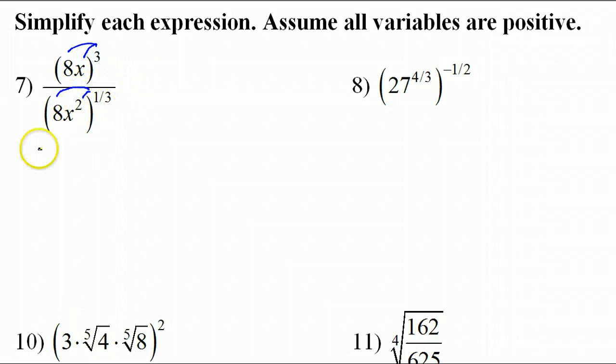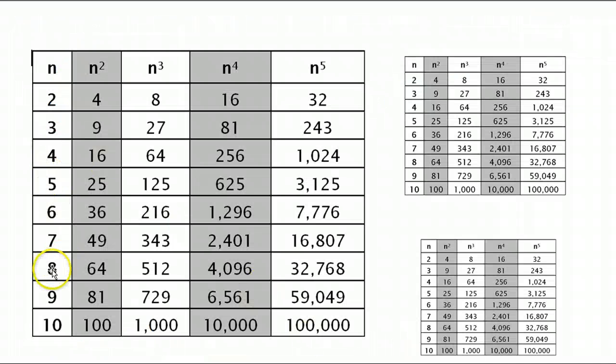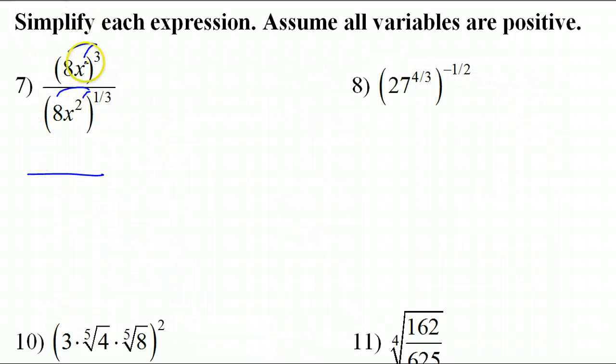I have to do it. So let's see what that makes. 8 to the 3rd power is what this is, okay? 8 to the 3rd power is, I believe it was 512. Let's see. 8 to the 3rd power is 512. So, so far we've got 512. Okay, and then obviously x to the 3rd power is just that, x to the 3rd power.